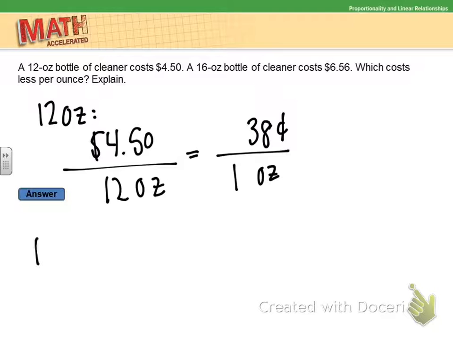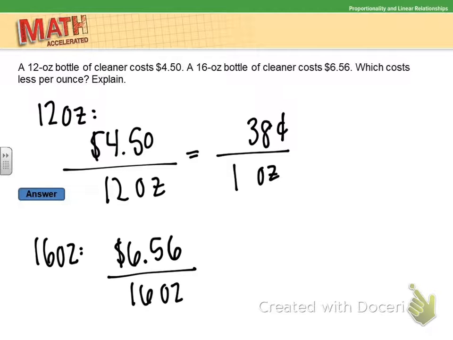Okay, now we have this 16-ounce bottle. So the 16-ounce bottle, we're paying what? $6 and 56 cents for 16 ounces. All right, so for 1 ounce, what are we paying? 41 cents. Good. All right, so which one costs less per ounce?